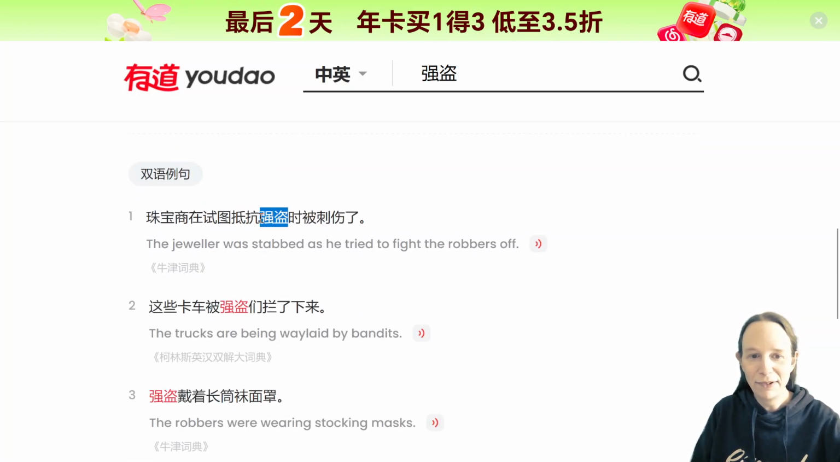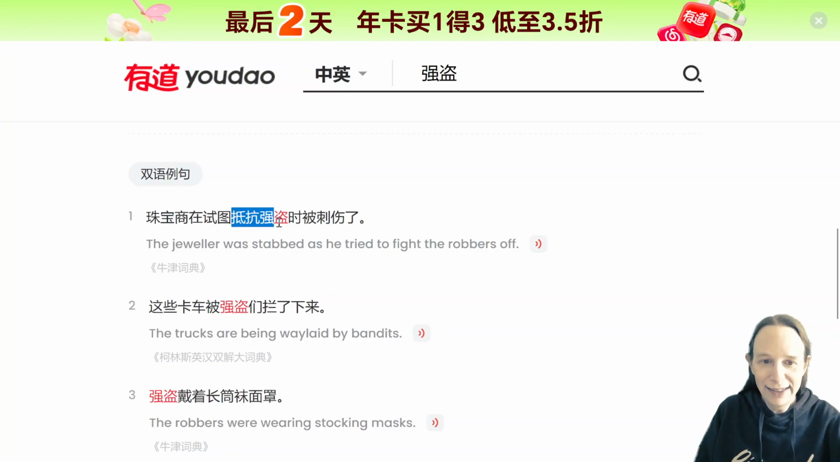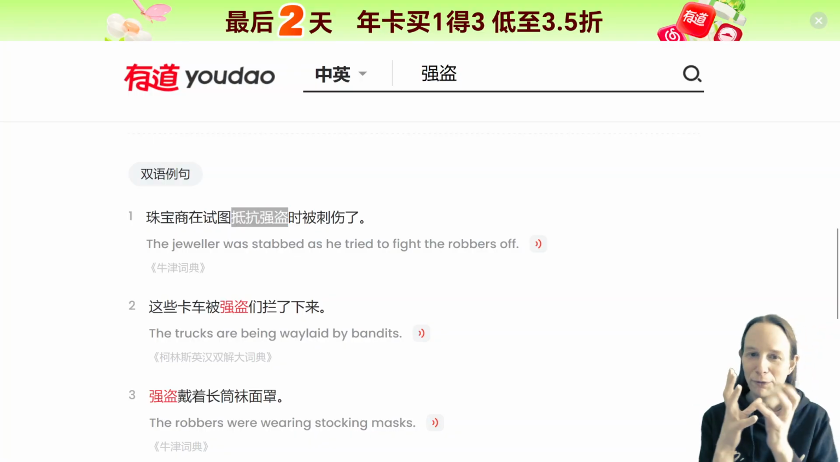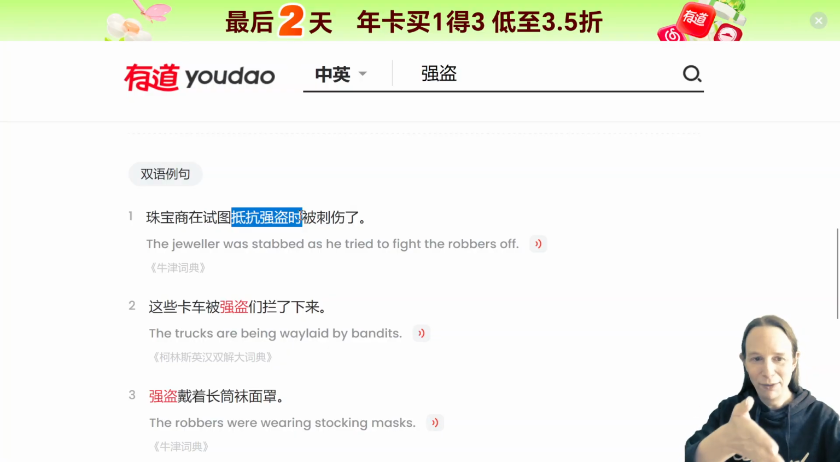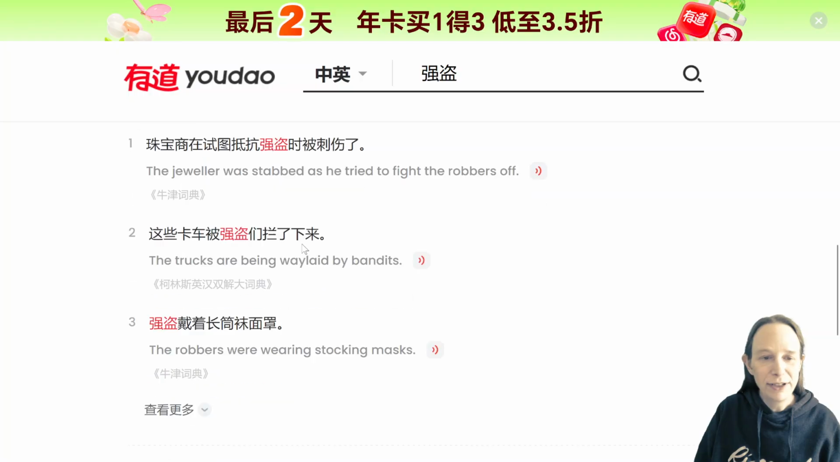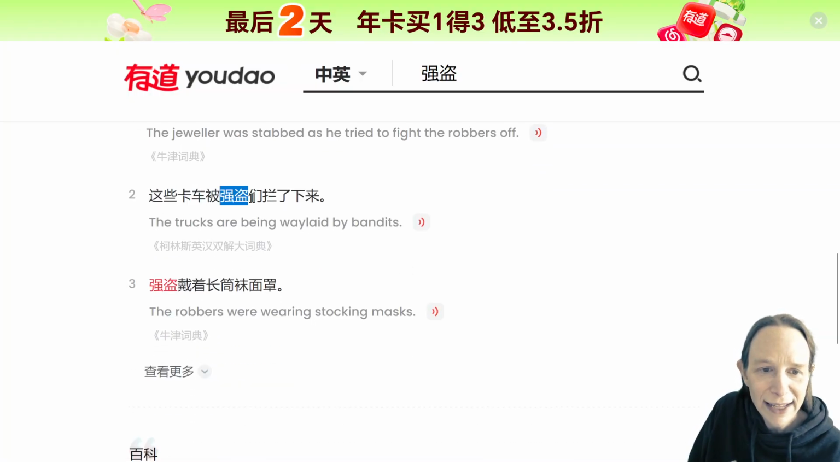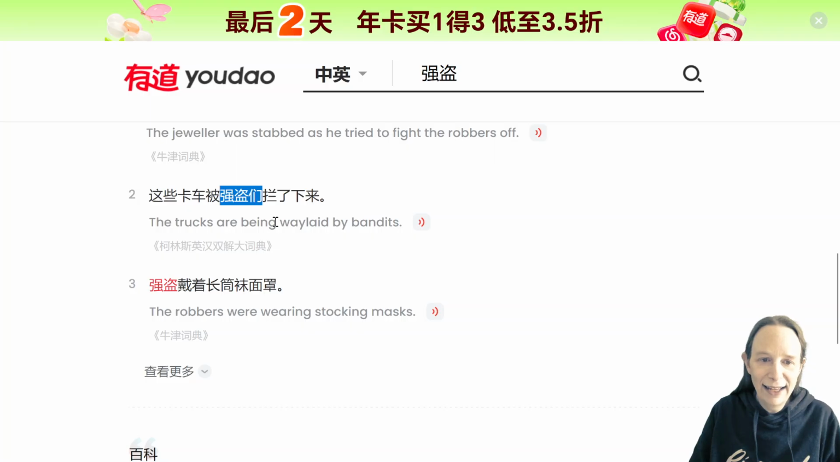Oh, no, sorry. I am wrong. 抵抗强盗. So you're resisting the robbers. So this is the verb. So while the jeweler was attempting to resist the robber, was injured. 刺 stabbed. Okay, 刺伤了 injured through stabbing. 这些卡车被强盗们 that's people, isn't it? 拦了下来. I don't know, they're being blocked by robbers. I'm not sure if lan is the best one.